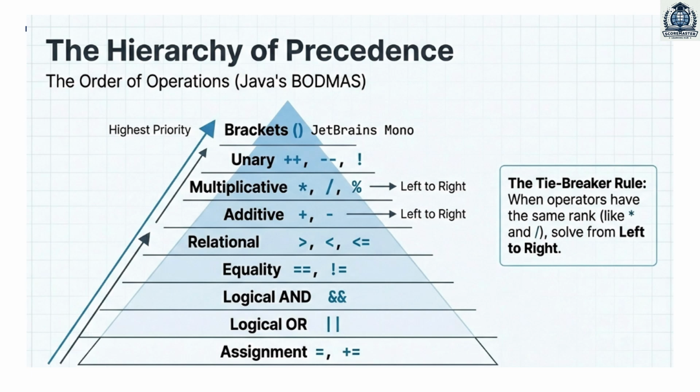Assignment happens last. The value is finalized before it gets stored. Misunderstanding this creates silent bugs. Same precedence? Go left to right. No creativity here, just discipline.